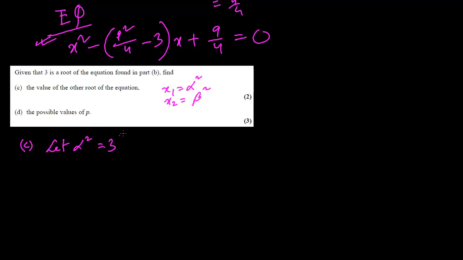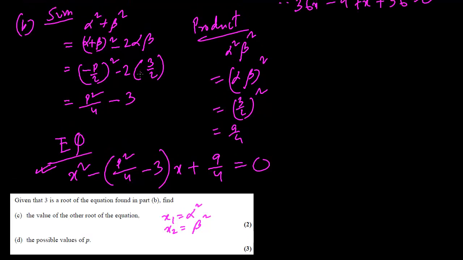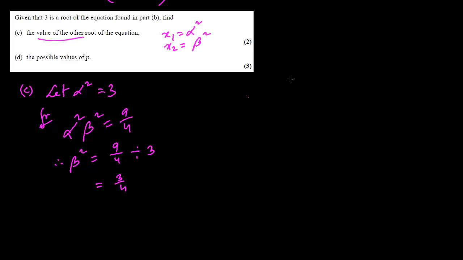So we know alpha squared is 3. Now we have to find the value of beta squared. For that, we can use this particular value, that alpha squared into beta squared is 9 by 4. Basically, the question should have been to find the value of beta squared. So alpha squared is 3, therefore beta squared equals 9 by 4 divided by 3, which is going to be 3 by 4. So beta squared has a value of 3 by 4.